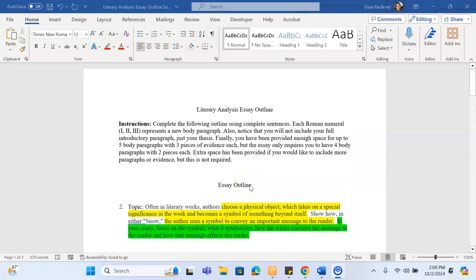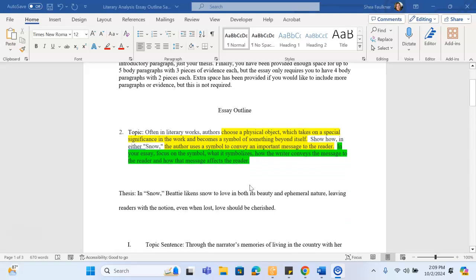I wanted to take just a minute and walk you through a sample outline that I created looking at a symbol in the use of snow. So this is going to go with that thesis that you've already looked at. I want to walk you through my process for topic sentences and choosing evidence.